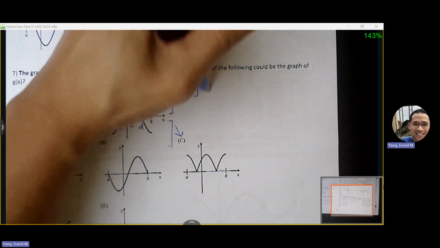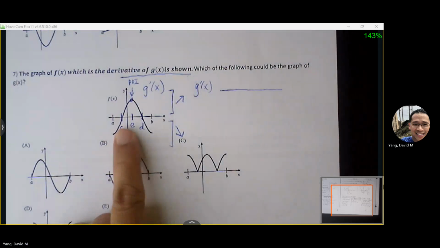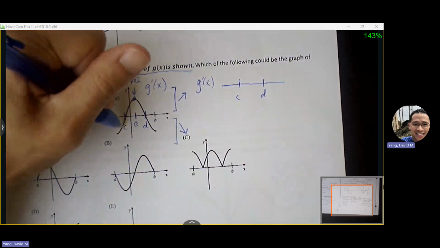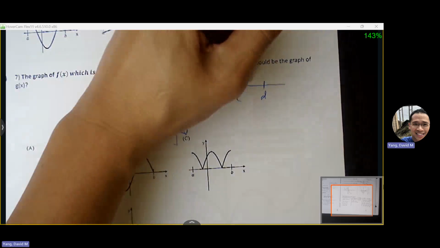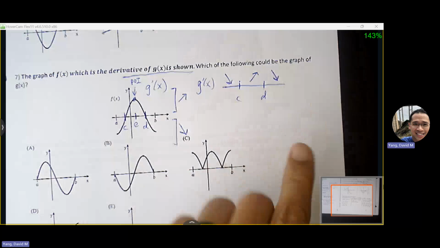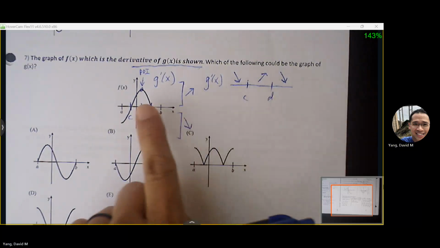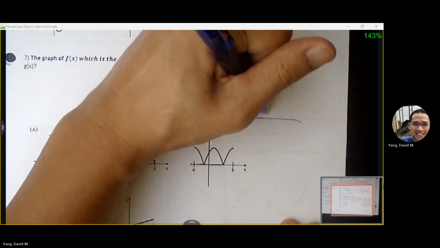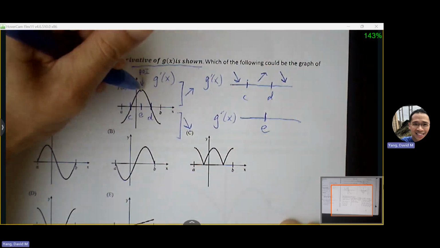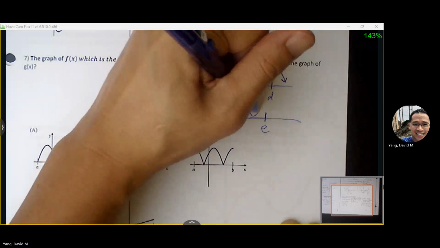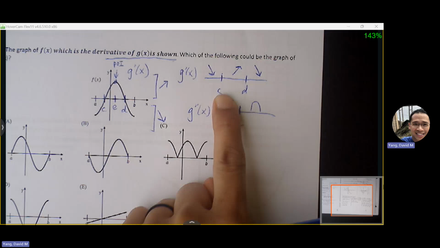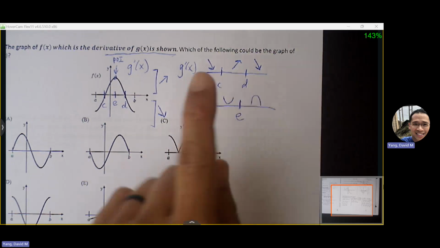So here's my sign line. Slope is going to be 0 at C and D. To the left, negative slope. To the right, positive slope. To the left of that, negative slope. I'm expecting a point of inflection at E. Concave up, concave down. So I need my graph to be shaped like this, where I'm expecting a relative min at C and a relative max at D.